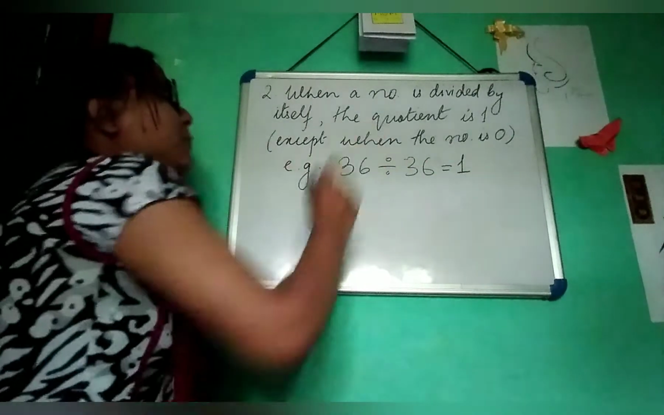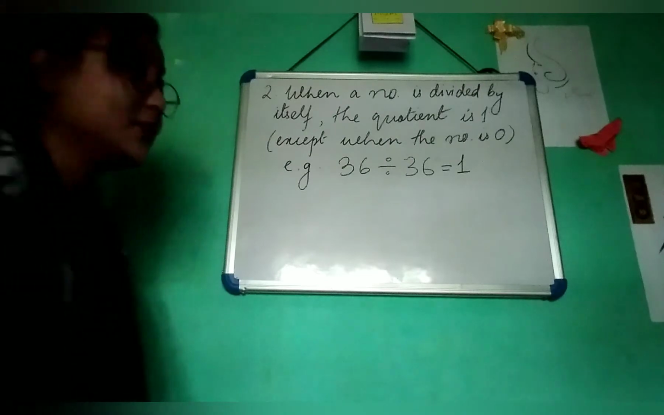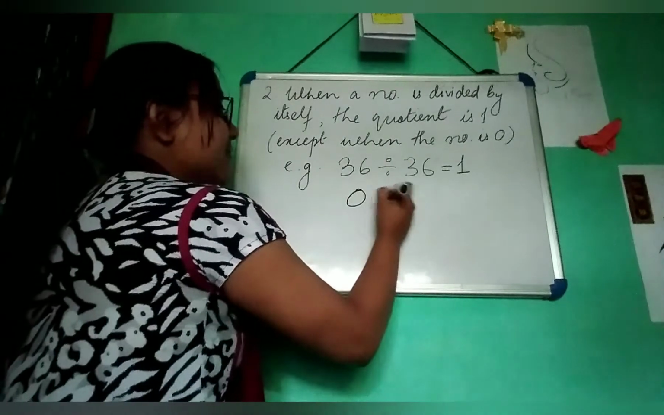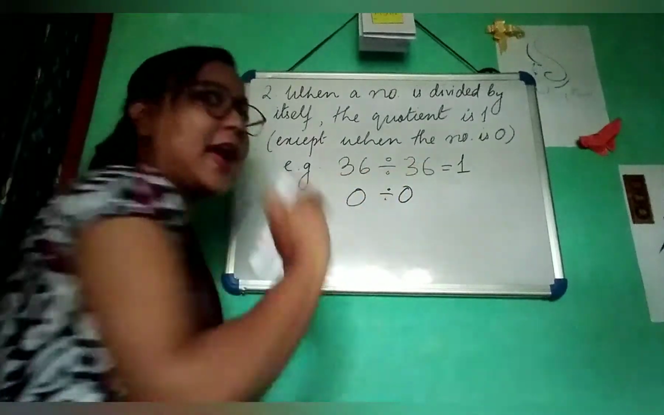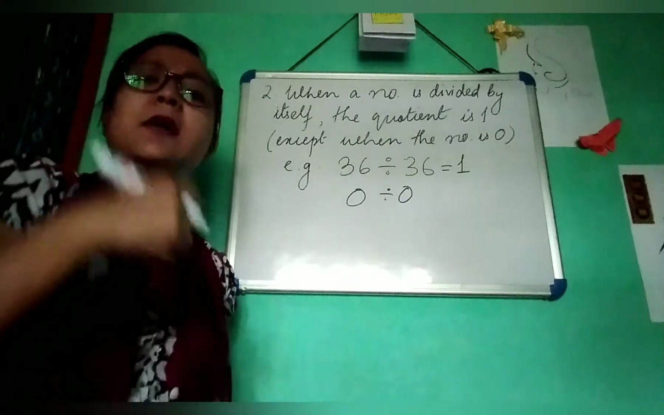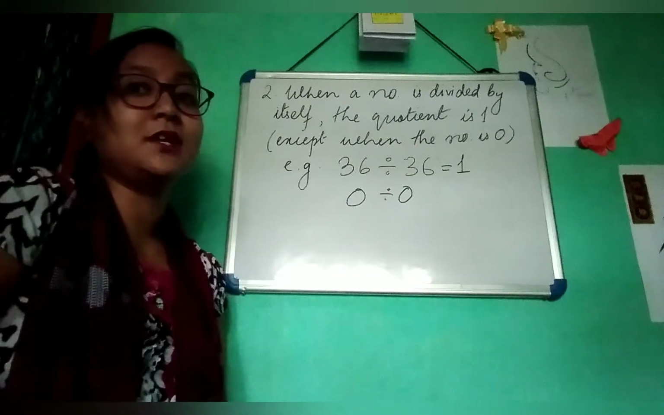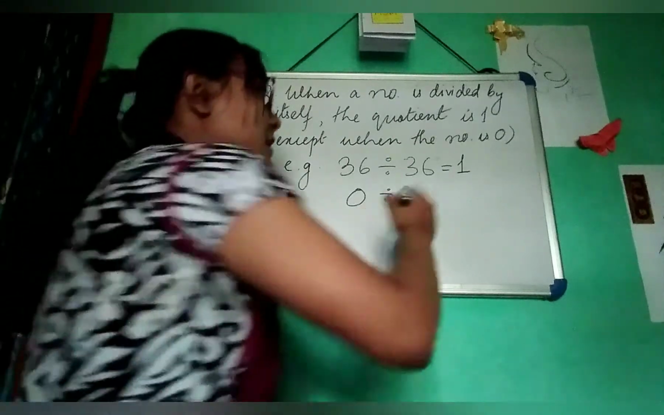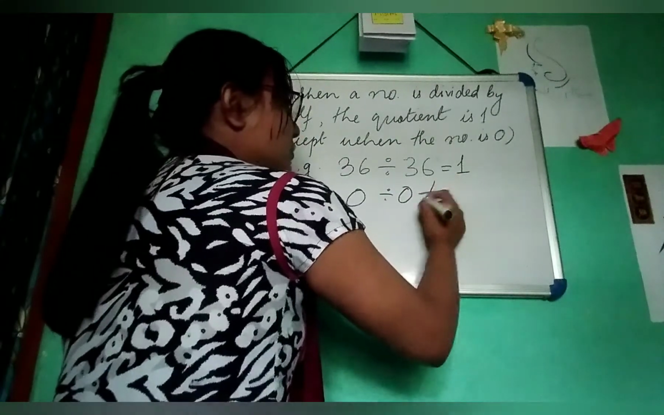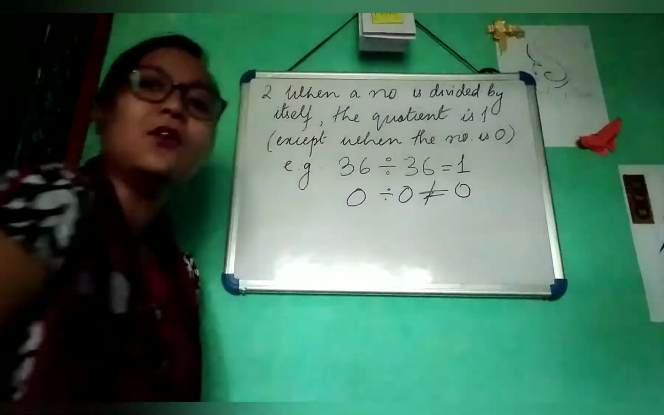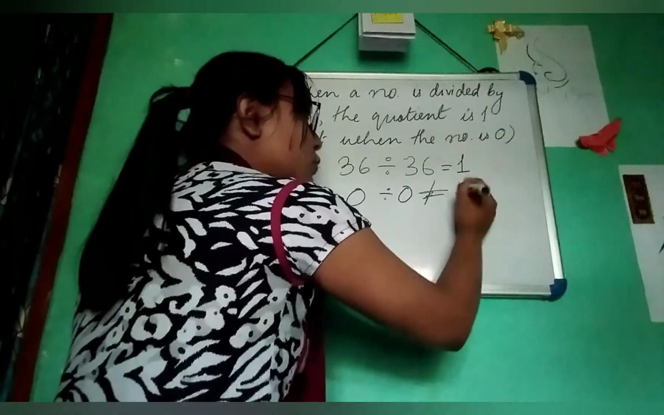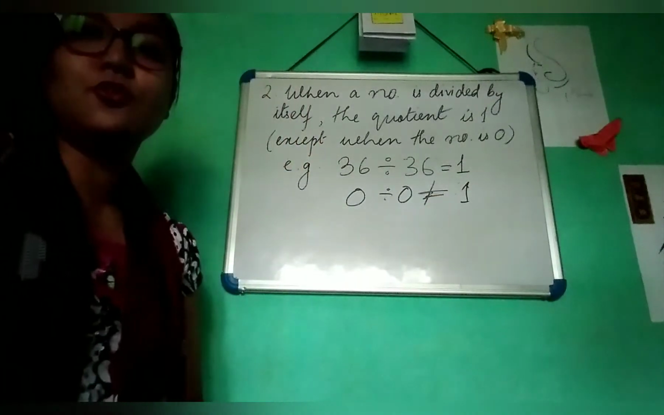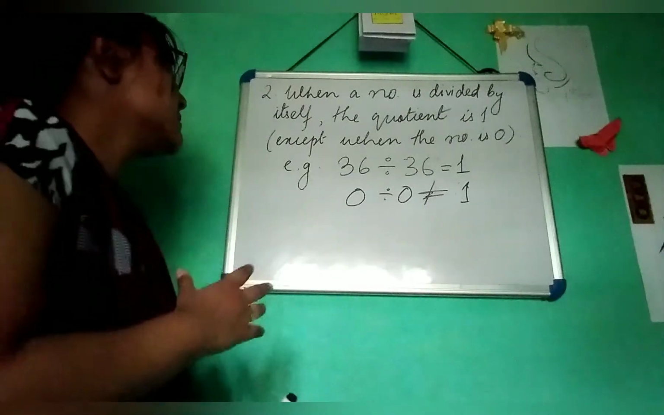But there is an exception when the number is 0. That means 0 divided by 0 is an exception. They have not told this, but when you go to higher classes, you will come to know why 0 divided by 0 is not equal to 1. Why? You will come to know in the higher classes. So this is the second rule.